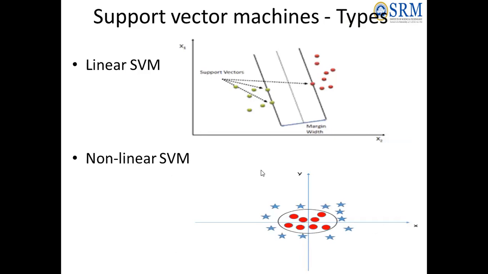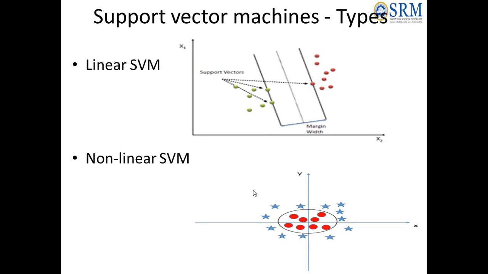And there are two types of support vector machine: linear support vector machine and non-linear support vector machine. You can clearly find the difference in the diagram itself. In linear SVM, it is a linearly separable problem, which means that a data set is classified into two classes with a single straight line. The points nearer to this separating line are called support vectors. The red color point nearest to the margin is called a support vector.